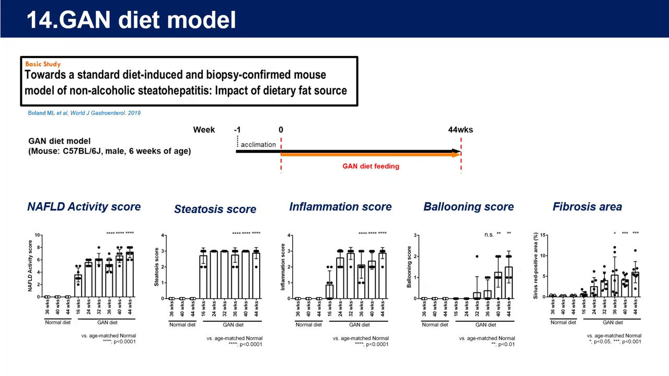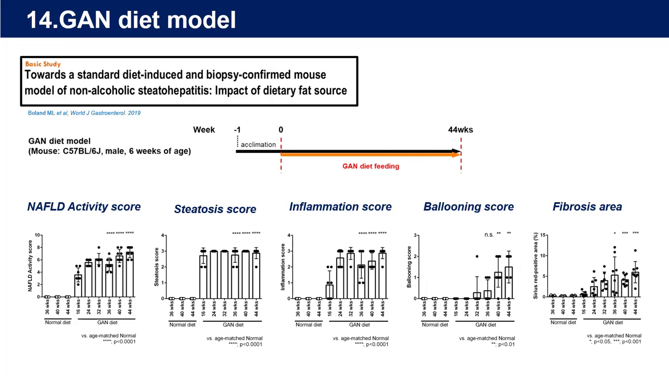Next, we'll go through a GAN diet model. This model induces the hepatitis through high-fat, high-cholesterol diet. As shown on the slide, key components of NAFLD activity score, fat accumulation, inflammation, ballooning, and fibrosis are reproduced in a well-balanced manner. For this reason, it is a model well suited for evaluating improvement in MASH.